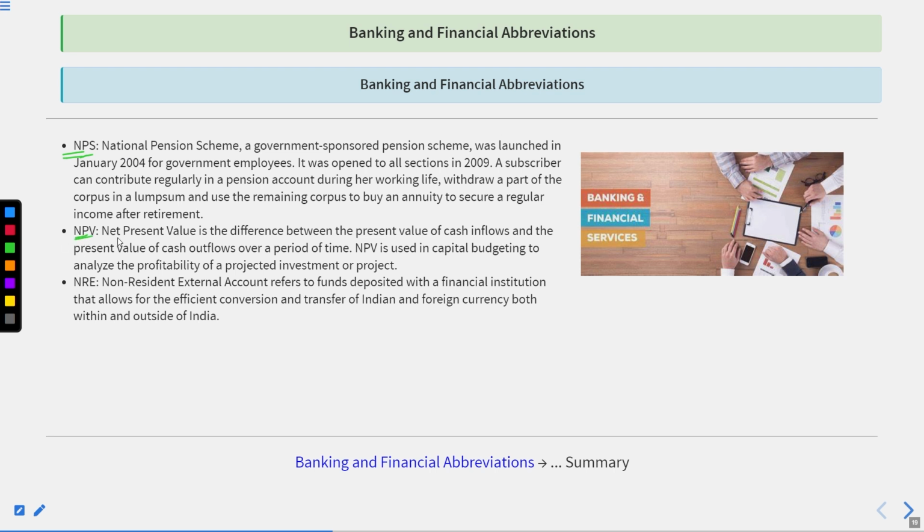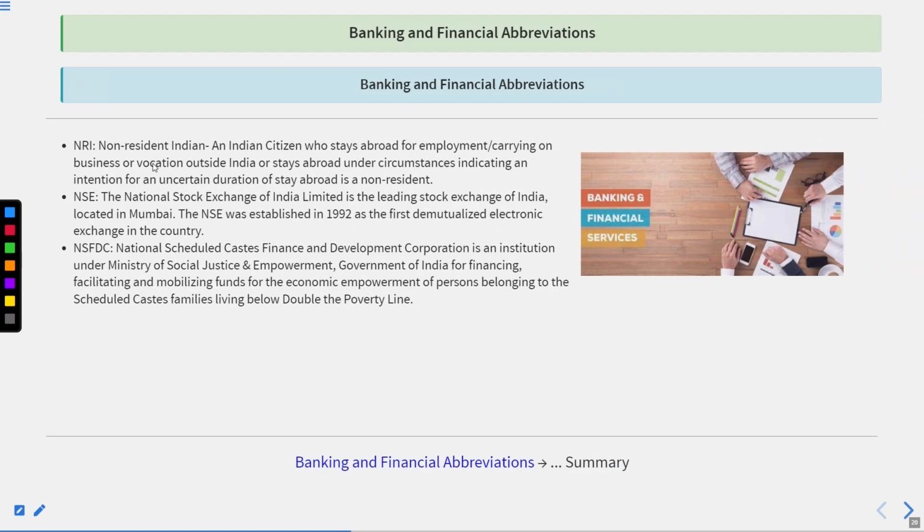NPV, Net Present Value. The difference between the present value of cash inflows and the present value of cash outflows over a period of time. NPV is used in capital budgeting to analyze the profitability of a projected investment or project. NRE, non-resident external account, refers to funds deposited within a financial institution, allowing for the efficient conversion and transfer of Indian and foreign currency, both within and outside of India.